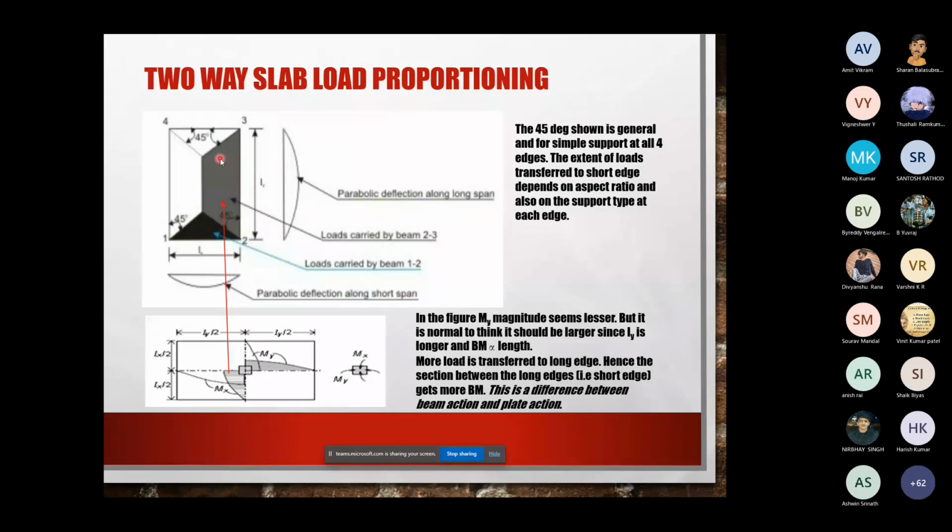And you want to find out how much load, how much kilonewton per meter, comes to this beam, how much comes to this, similarly how much to this, and how much to this. And if you want to calculate that, this tells you how to do it.